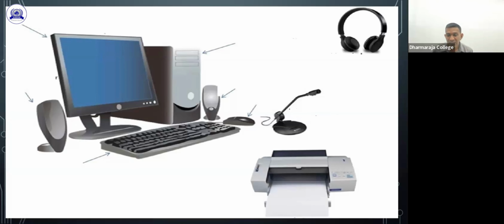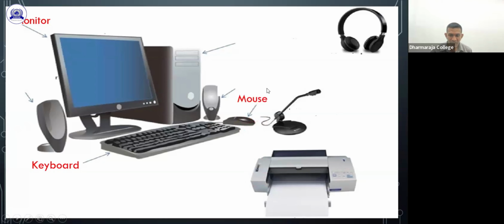We can divide these parts into those systems. Okay, let's see the first one. What is this one? This is the monitor. You can see from here, this arrow. Let's see another one. This is one of the main devices we need in the computer system. We call it the keyboard.